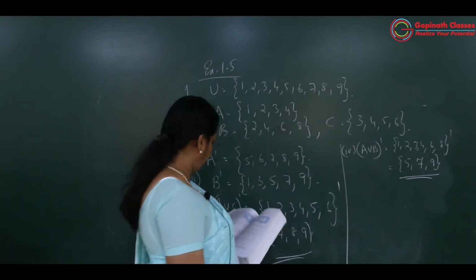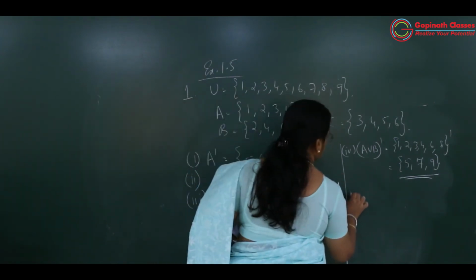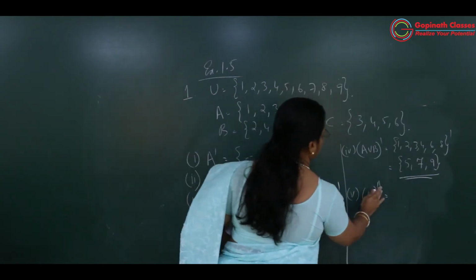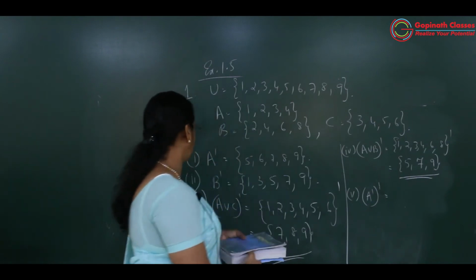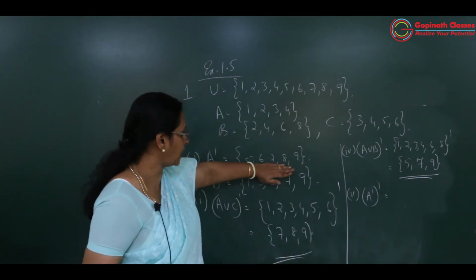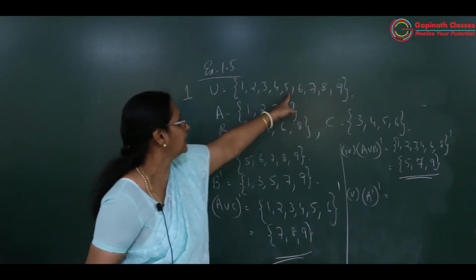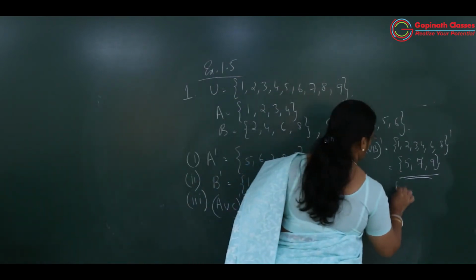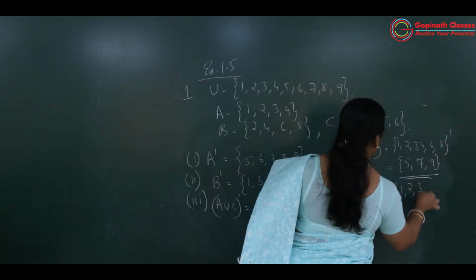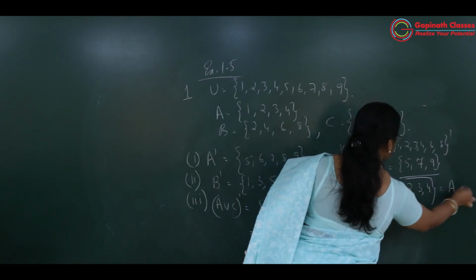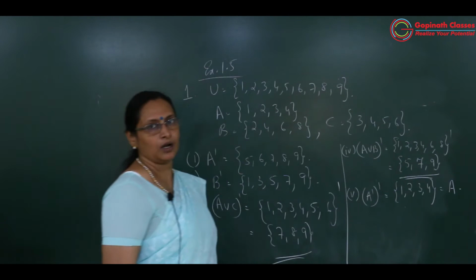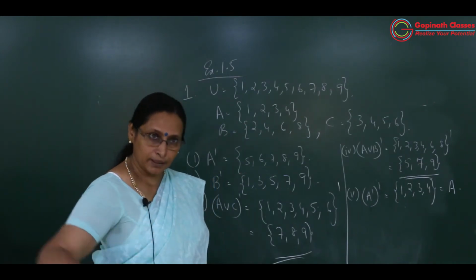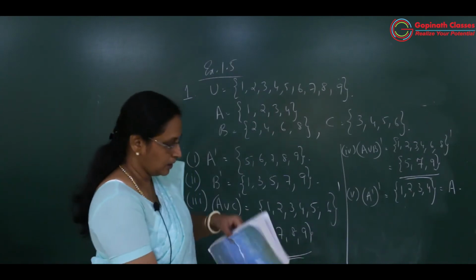Next, fifth is A complement, complement. You have A complement here. Uska complement. 5, 6, 7, 8, 9 ka complement kya hoga? 1, 2, 3, 4, which is nothing but A. You can even write it as A. It's one of the properties of complement. A complement, complement is A. Any set का complement का complement वो ही set आपको मिल जाएगा.